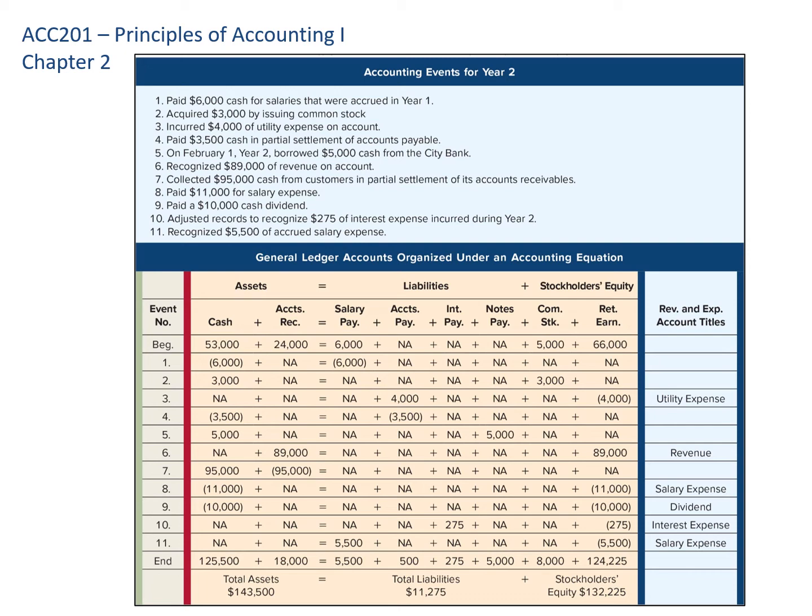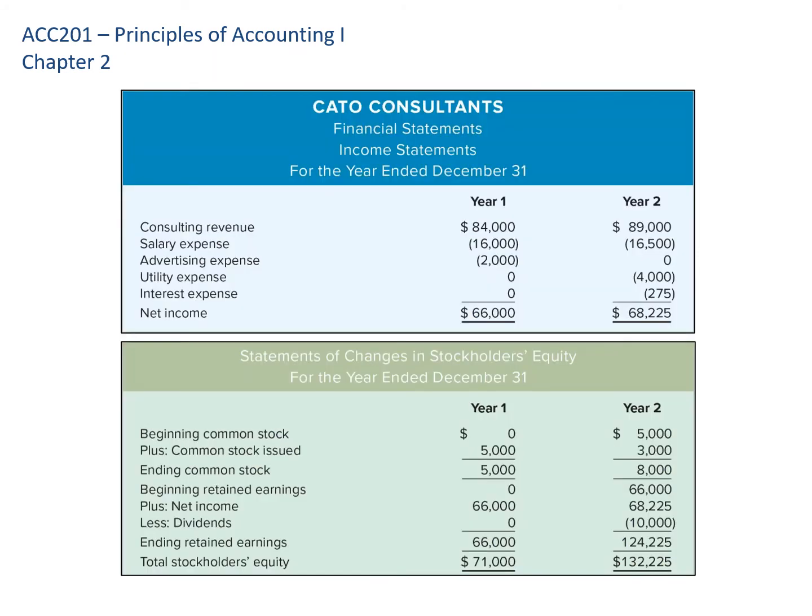Then lastly, they recorded $5,500 of accrued salary expense. So people have worked for me. I haven't paid them yet. So I increase my salaries payable and decrease my retained earnings. And then I add across the bottom to get my ending totals and see that both sides equal $143,500. So now I can do the financial statements for the second year.